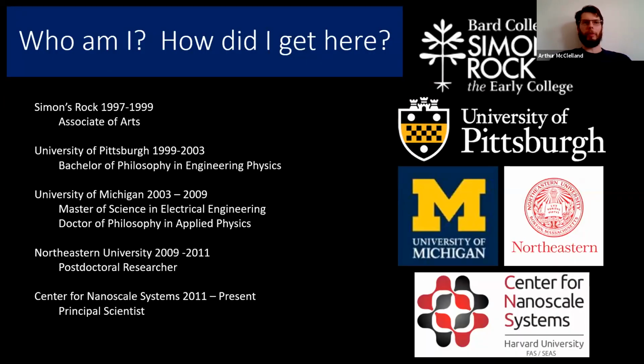So briefly, let me introduce myself. My name's Arthur McClelland. I got my Associates of Arts degree from Simon's Rock College of Bard in 1999. Simon's Rock is a small liberal arts school out in the Berkshires, Massachusetts. I then decided I wanted an engineering degree, so I went to the University of Pittsburgh. I got a bachelor's of philosophy and engineering physics. The engineering physics program at Pittsburgh at that time was basically a triple major of electrical engineering, material science, and engineering and physics. I basically couldn't decide what I wanted to major in, so I majored in everything.